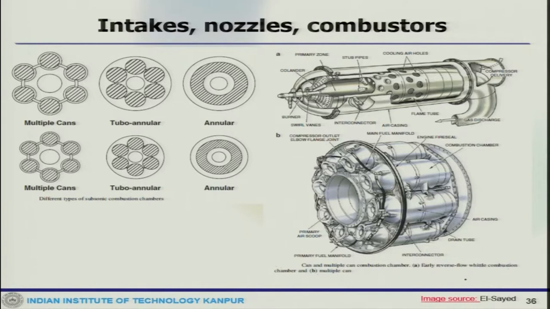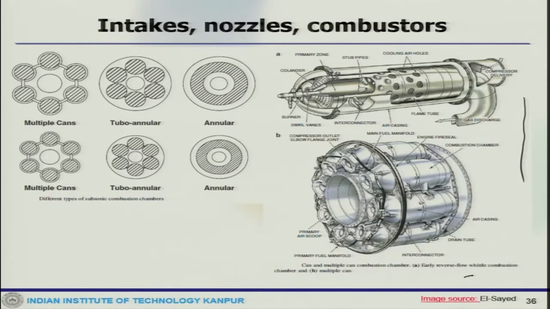Now, this is another one which was developed by Whittle, the W2B. This is a reverse flow kind of combustion chamber. You can see how they look. There are so many components associated with this combustor geometry, because this is the one in any jet engine that imparts the energy which is finally going to expand through the turbine.